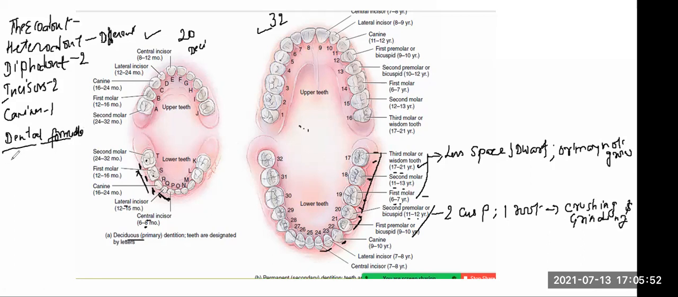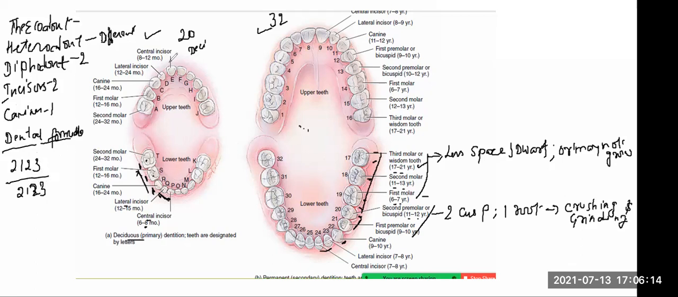Dental formula. The dental formula is 2123 upon 2123, right? This is your dental formula: 2123 divided by 2123. Now what are these numbers?